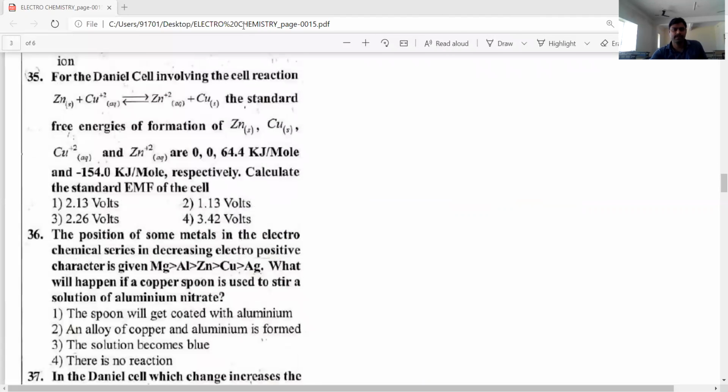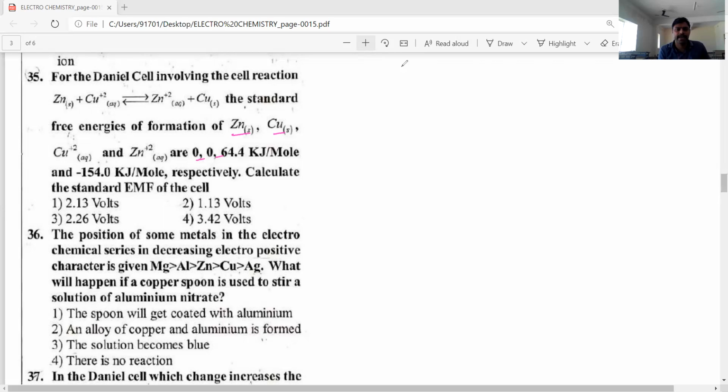See, this is the relation between free energy and cell potential. Let's see the Daniell cell. In the Daniell cell, zinc is the anode and copper is the cathode. Their free energy changes are given for zinc, copper, copper 2 plus and Zn2 plus. In the solid state, their free energy changes are 0, 0 only.